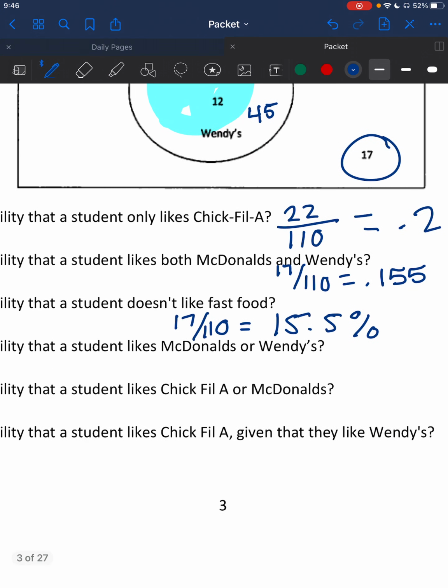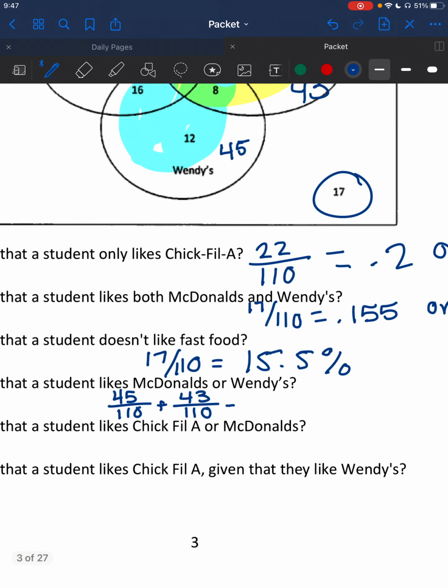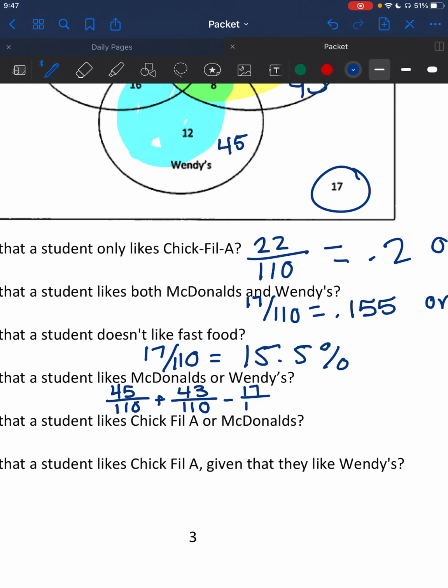So now I'm going to go down here and I'm going to say I have 45 out of 110 plus 43 out of 110 minus 17 that like both. That gives me 71 out of 110, which is 64.5%.